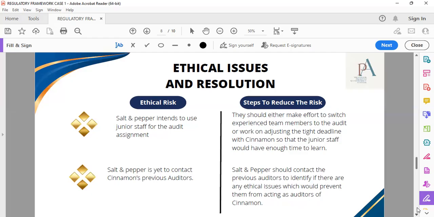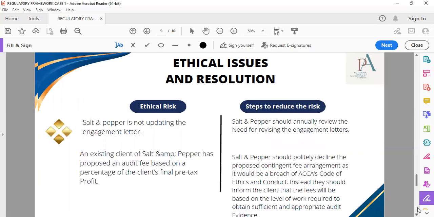So Salt and Pepper have not contacted the outgoing auditors, and what they say is that it is because of time. Actually, this is ethically wrong. If they have not contacted the outgoing auditor, apart from violating the ACCA ethical code, they will fail to identify the high risk area or any professional reasons for which they should not undertake this audit assignment.